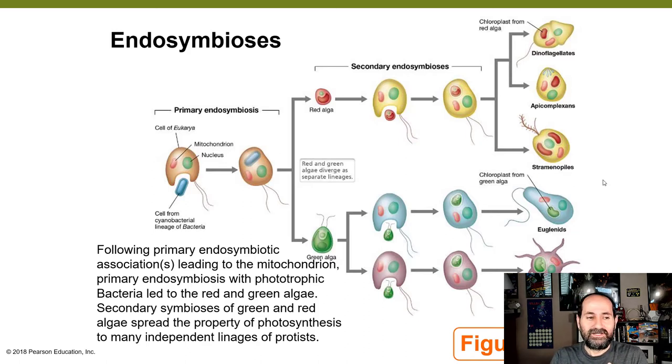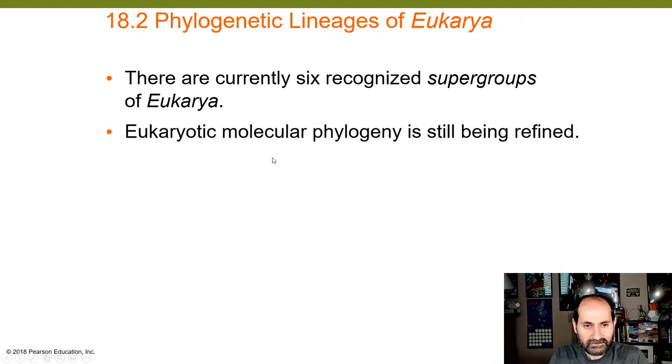Not only did you have the primary endosymbiotic event once upon a time in history where prokaryotic cells were taken up and became the mitochondria and the chloroplasts. However, you also had a secondary endosymbiotic event where eukaryotic photosynthesizers were taken up and led to a mutualistic symbiotic relationship over time. And we're going to be talking about these. So let's talk about these types of microorganisms that are eukaryotic.